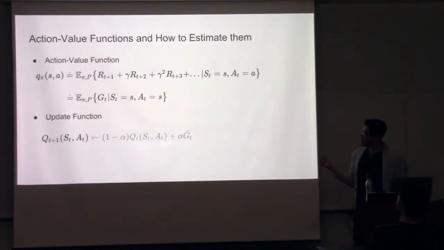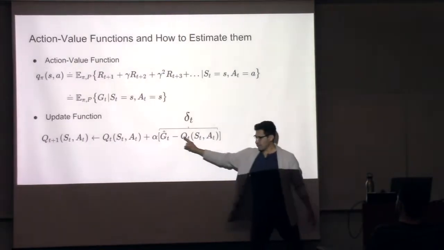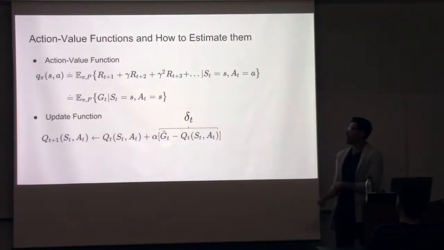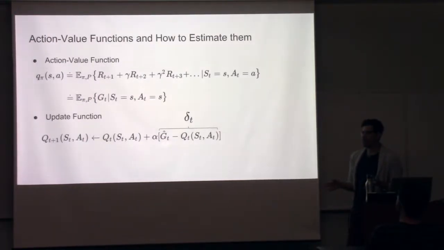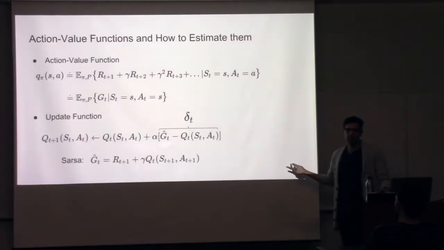Now, a different way to write this update function is like this. In this case, this quantity in brackets is called the TD error and is denoted delta t. Now, this g hat, the estimate of the return, characterizes every temporal difference learning algorithm. So for example, if we want to do Sarsa, we will write g hat like this, where it's just the next reward and some sample of the next action value function.